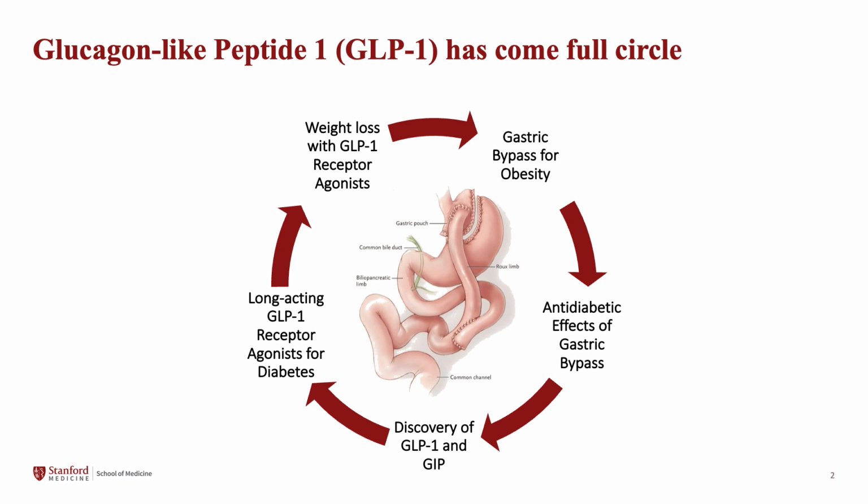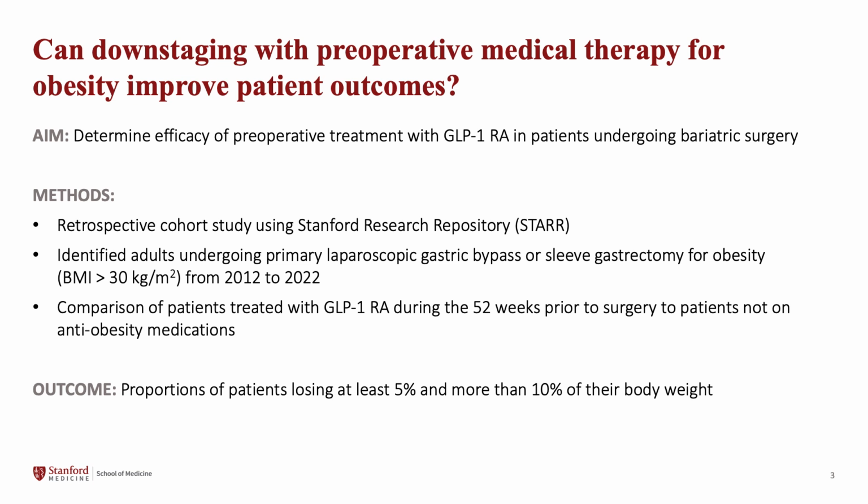Once that was discovered, we were able to develop a GLP-1 receptor agonist that works for diabetes. But what we also realized is that for those patients on GLP-1s, they have significant weight loss, approaching numbers that we're actually seeing with bariatric surgery, which is pretty revolutionary because we're at a time point now where we have both surgery and medications for obesity. So the question is, how do we use these two together? And that was the main objective of this study.